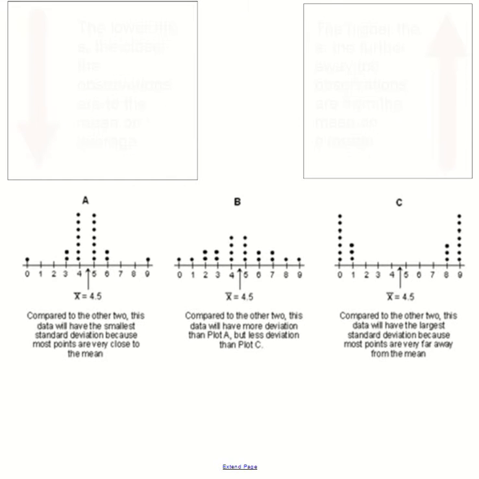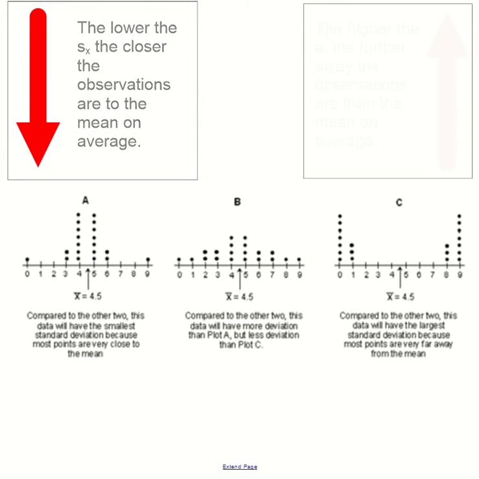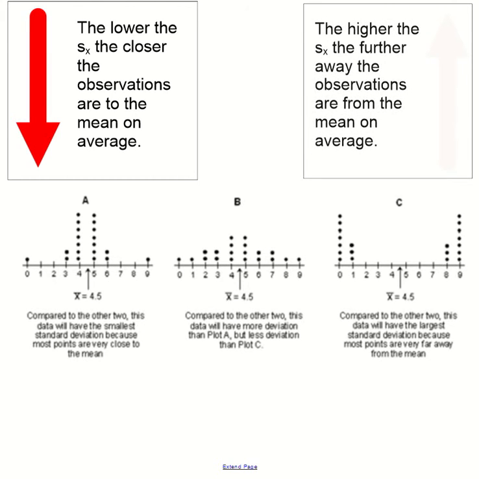All right, so some things to remember. Standard deviation. The lower the standard deviation is, the closer the observations are to the mean on average. So the smaller that standard deviation is, the closer the numbers are. And the higher the standard deviation is, the further away the numbers are from the mean on average.